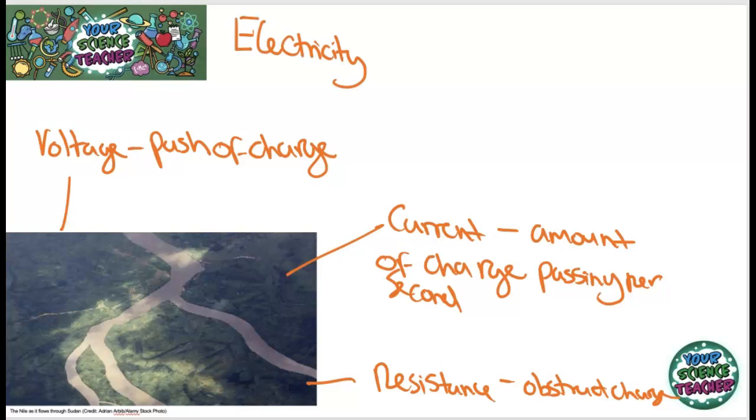It's also important to know what these different parameters are measured in as well. Voltage is measured in volts, current is measured in amps, and resistance is measured in this unit you might not have seen before, which is ohms.